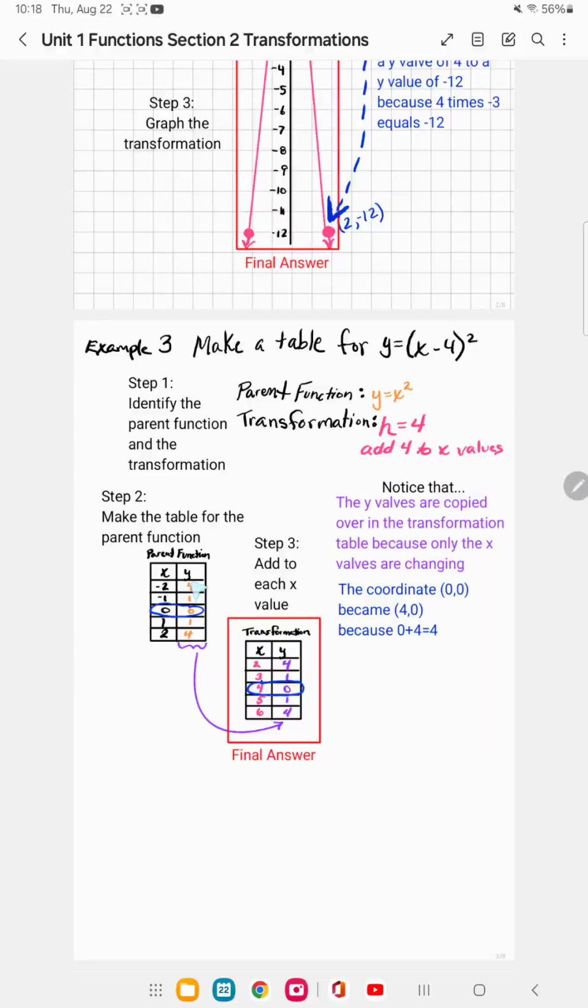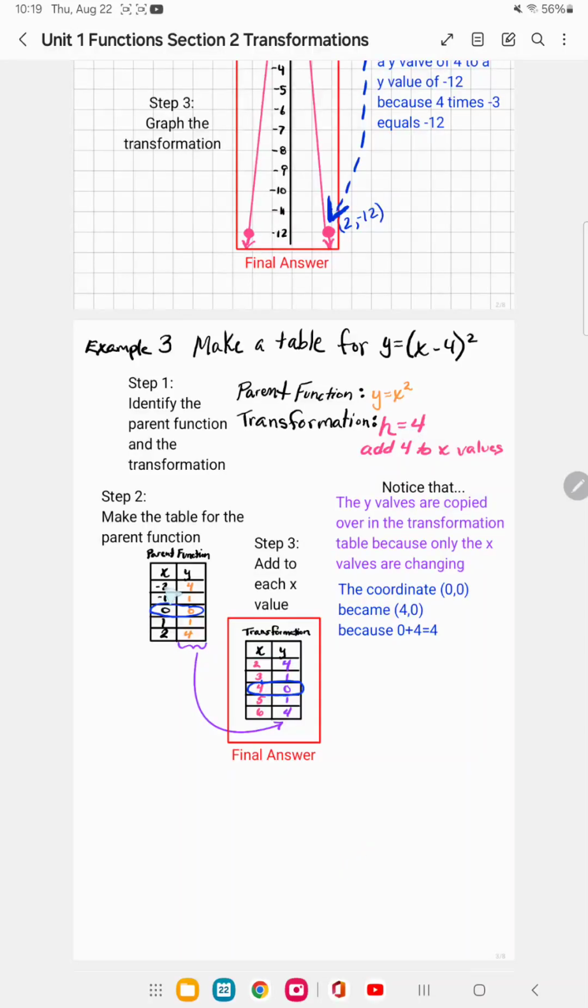So in this one, you can see that because h changes the x values, the y values are copied over in the transformation table because only the x values are changing. So this copies to here in the new table. It's going to stay the same. The x values will change by the amount h is.